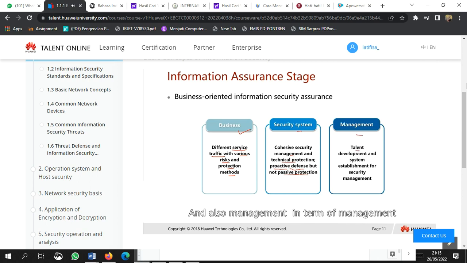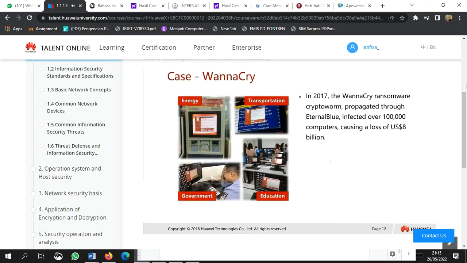And also management. From a management point of view, there is talent development and system establishment for security management. Most companies should have an information security team that develops a system, constantly monitors, and constantly upgrades the security system for the company. All right, so let's talk about some case studies.